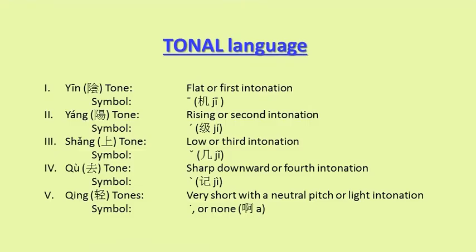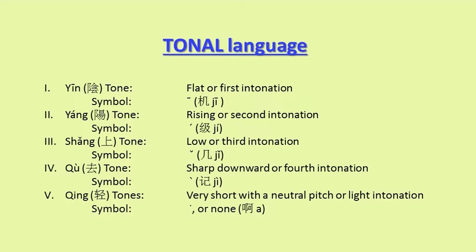Mandarin basically has 4 different intonations. The first intonation is a flat intonation with a slightly high pitch. It's called the yin intonation. For example, ji. The second intonation is a slightly rising intonation from middle pitch. It's called the yang intonation. For example, ji.